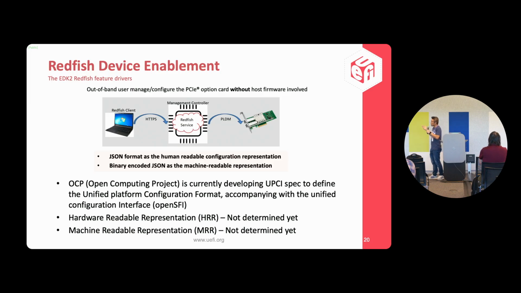For RDE, there is a JSON format as the human readable configuration representation, and the binary encoded JSON, which holds the values for the config but is not text based. It is binary encoded JSON, so it is much smaller, and the integer size is not fixed. If your value is more than 1 byte, then there are 2 bytes for that. If your value is under 255, then you just use 1 byte, something like that.